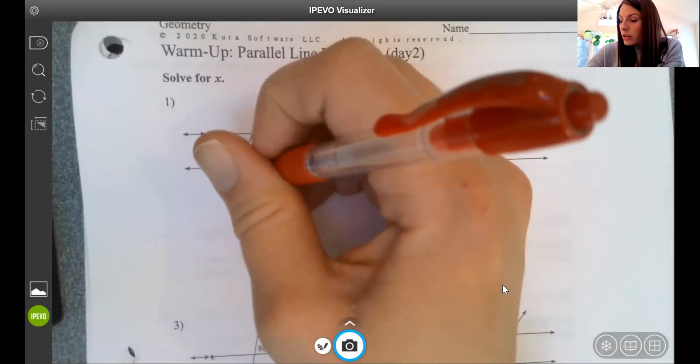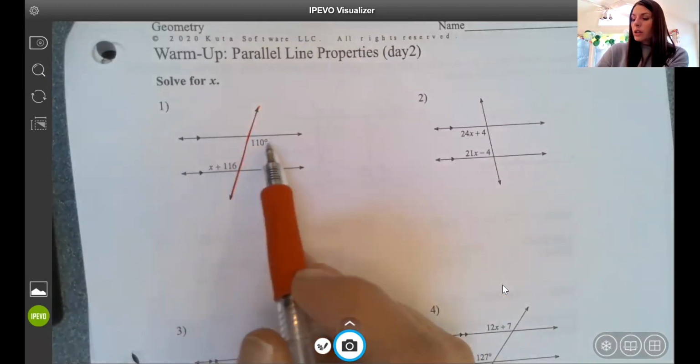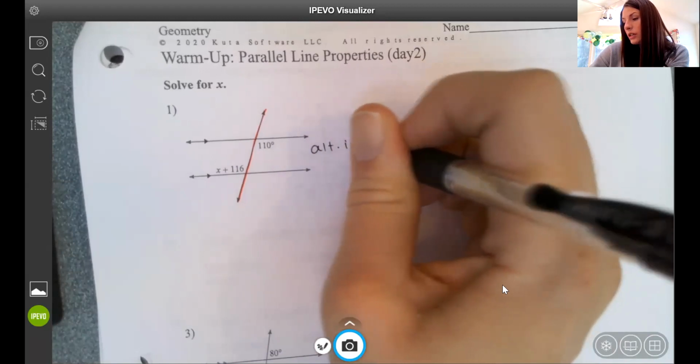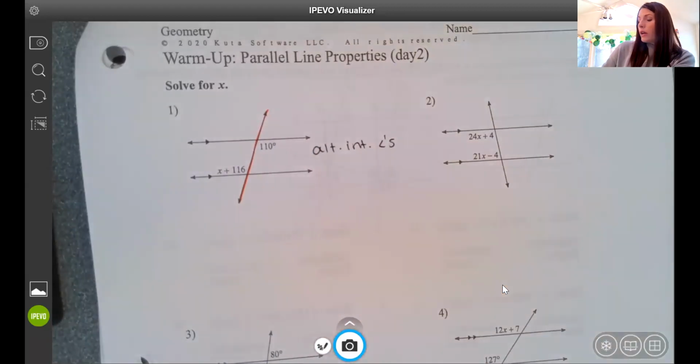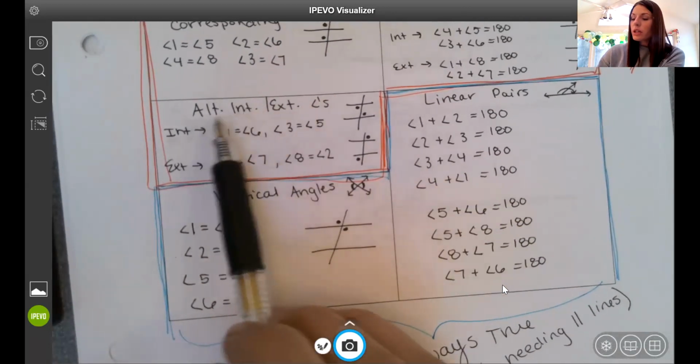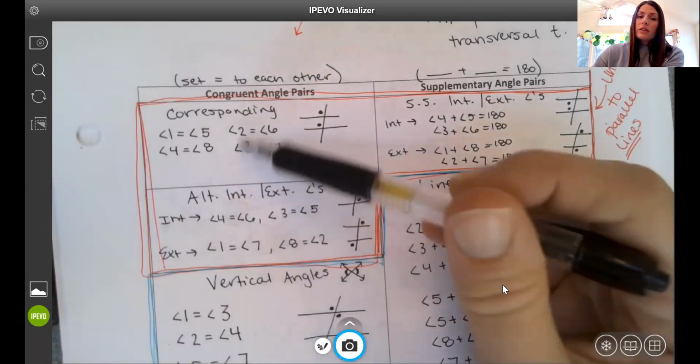So here's my transversal, and these angles are on opposite sides or alternate sides. So alternate interior angles. So now I can look at my chart from notes yesterday: alternate interior angles. That's in the column.